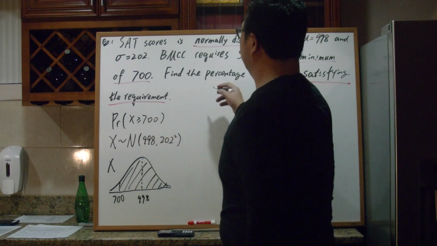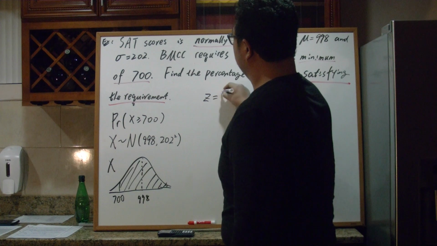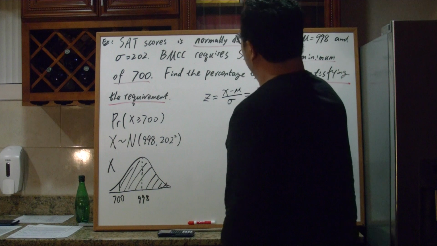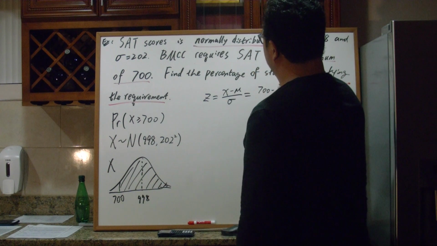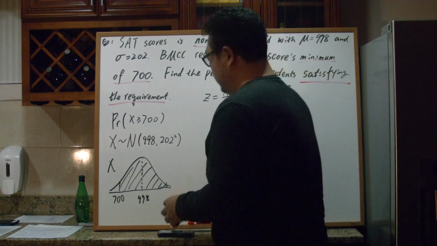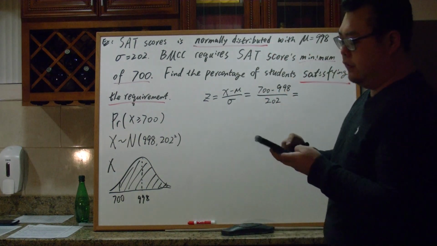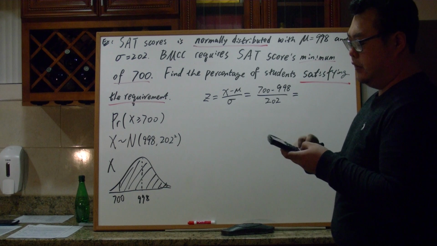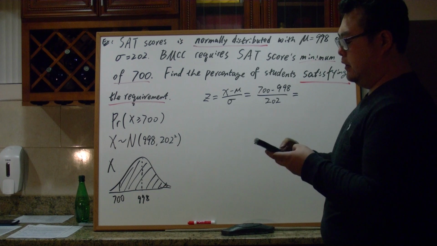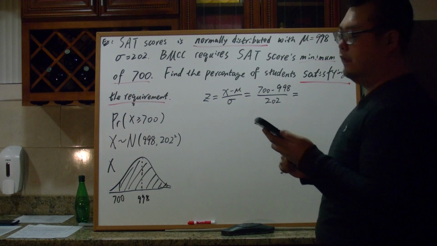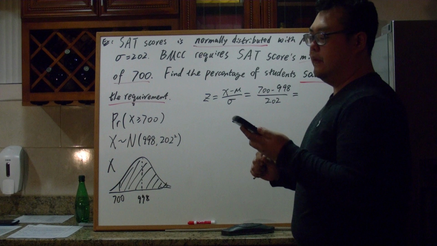To find the z-score, which is 700 minus 998 over 202, there are two steps. Find the difference in the numerator: 700 minus 998 is negative 298. Divide by 202, and that has a long decimal, negative 1.475 and so on.